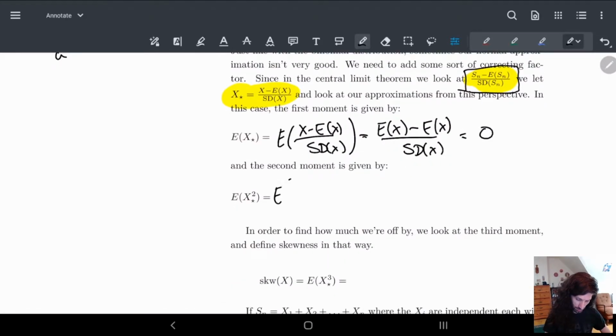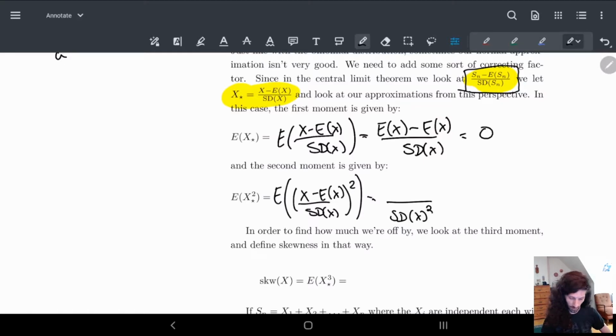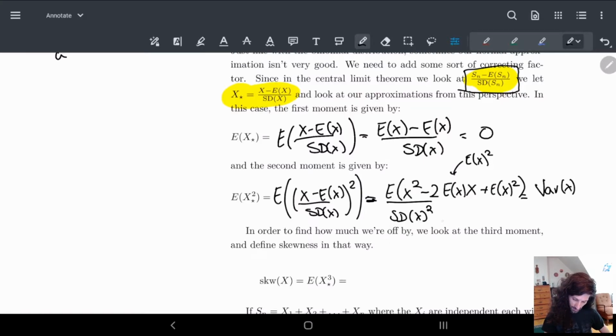What happens in the second moment? The second moment is actually fairly similar. We just have to square what's inside. So here on the bottom, I can pull out an SD of X squared. And then on the top, what do I have? I have X squared minus 2 E of X times X plus E of X squared. You should notice this is just the variance, because we end up getting minus E of X squared and then plus, so we get the variance of X. And this here is just the square root of variance squared, so this is just the variance on the bottom too. So we just get 1.